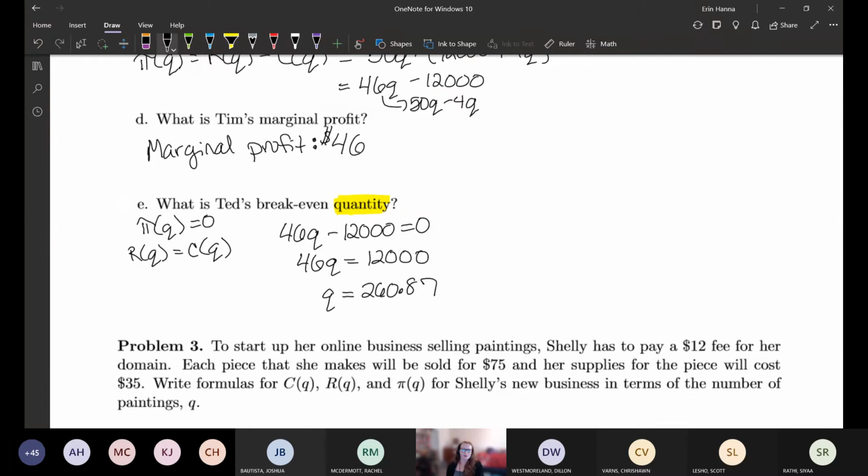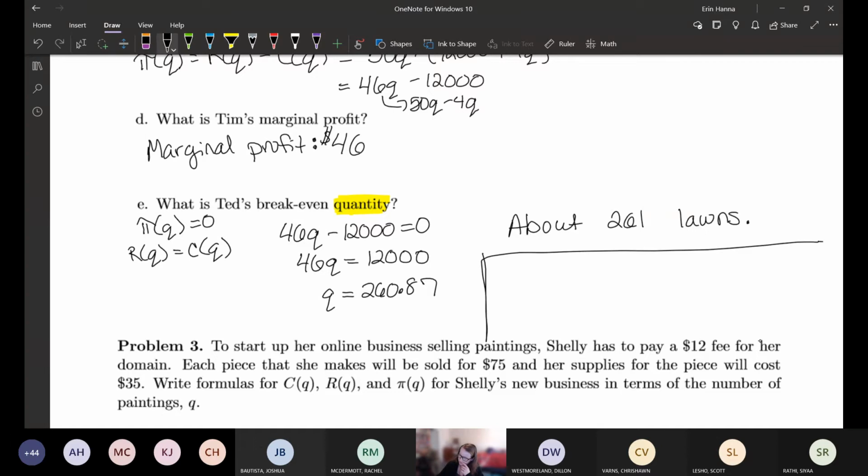Like he can't do 0.87 of a lawn. Well, I guess you can stop like more than 3/4 of the way through, but someone would probably not appreciate that. So we're going to go ahead and say that this would be about 261 lawns. Again, on a quiz or exam, if I did not specify that I wanted you to round, I would accept 260.87. But usually I do want you to take that extra logical step and realize that doing a fraction of a lawn is probably not good business. So about 261 lawns.